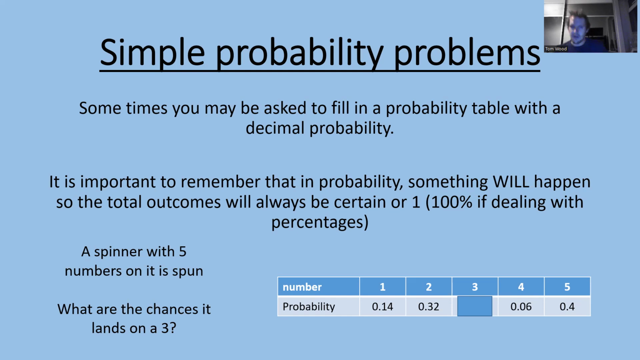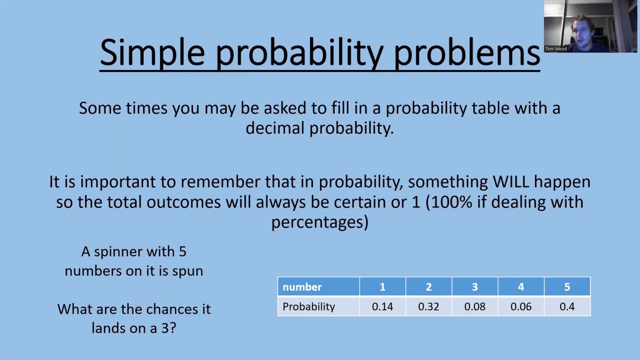So it's all about the certainty. What I know is that when I spin this, the outcomes are it will land on a 1, a 2, a 3, a 4, or a 5. It has to land on one of those numbers. There's no other way it can go. So if I add these possibilities together, 1, 2, 4, and 5, I get 0.92 or 92%. So what that tells me is that there's a 92% chance that 1, 2, 4, or 5 will come up. Therefore, the possibility that a 3 will occur has got to be the difference. In this case, 0.08 or 8%.